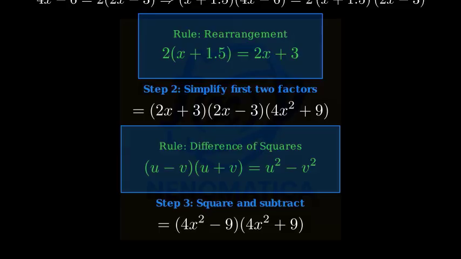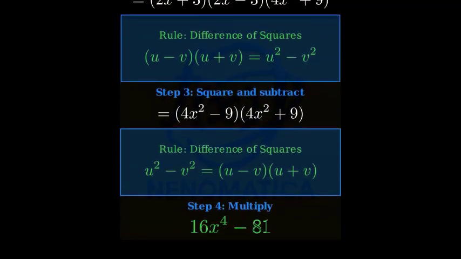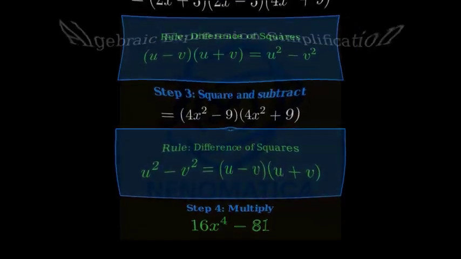For our final step, we again use the difference of squares formula, but in reverse. We have (4x² - 9)(4x² + 9). Using the formula u² - v² equals (u - v)(u + v), we get 16x⁴ - 81.